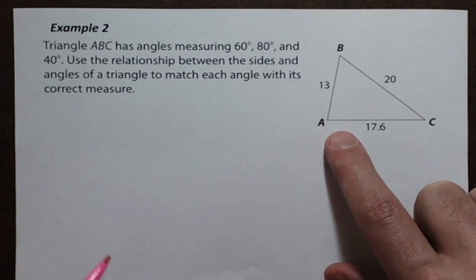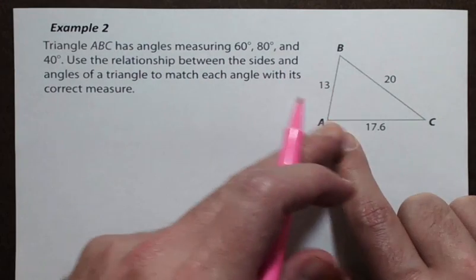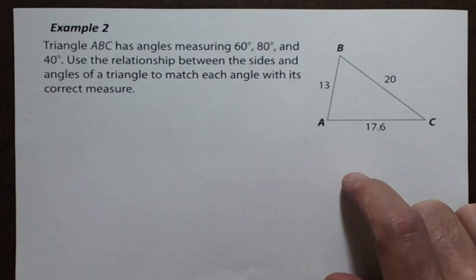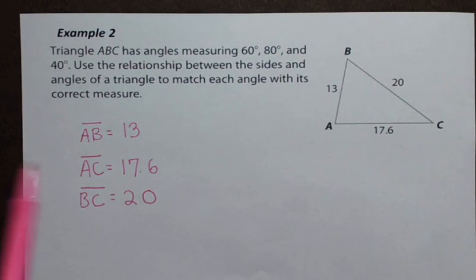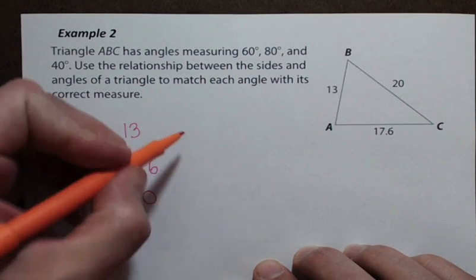Okay, so we're going to do the same strategy. We're going to put the side lengths in order from least to greatest, and then we're going to match it up with the angles here. Okay, so side AB is 13, AC is 17.6, and side BC is 20. Okay, now we're going to put the angles in order from least to greatest. The least is 40 degrees.